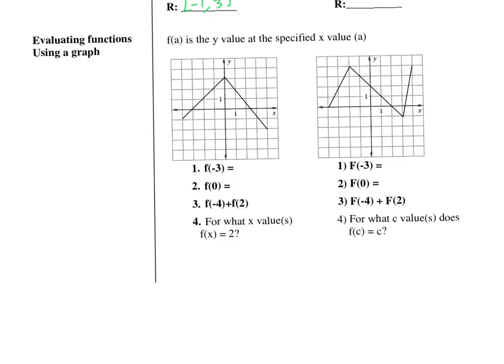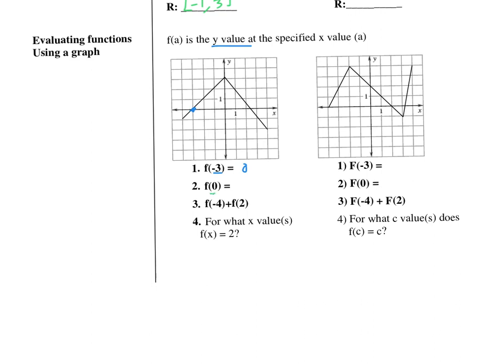All right, next up is a very important idea here, evaluating functions using a graph. A lot of people don't understand how to do this, but I actually think once you do understand, it's pretty easy. So first of all here, it says f of a is the y value. So our answer is going to be a y value at the specified x value. So whatever is inside is really our x, and then what's our answer is the y. So f of -3 asks, when x is -3, what's the y value of the graph? And you can see it's right there at 0.